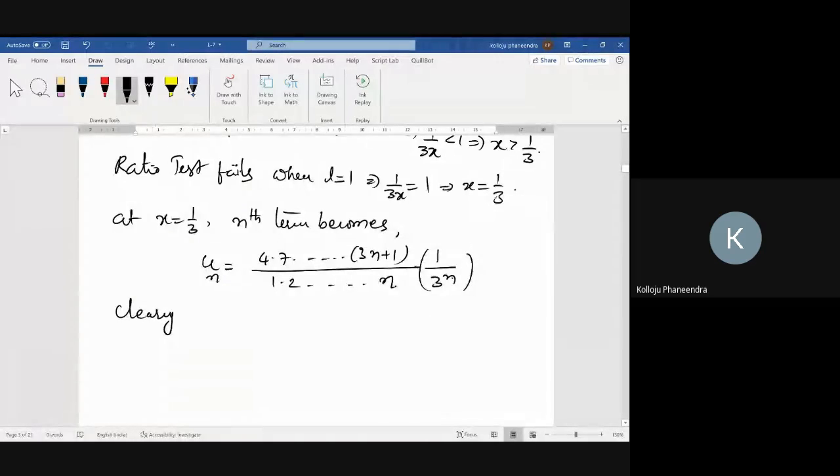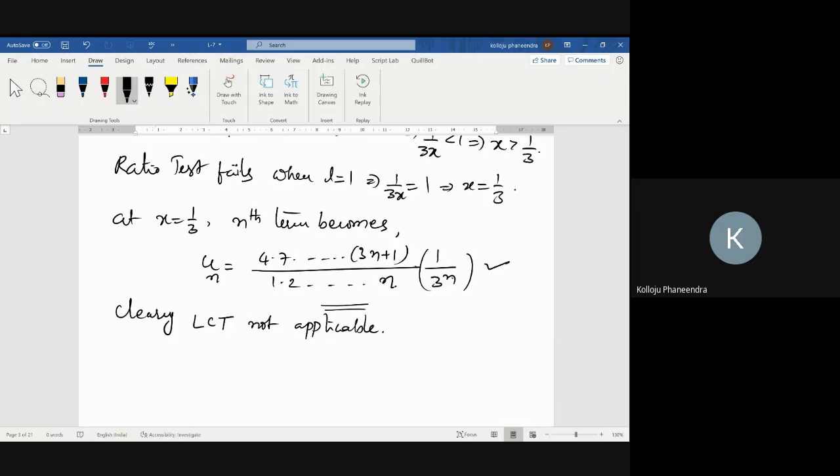Okay, this is 1 by 3. And remember, one more point. After writing un, again, you have to apply this when L equal to 1, this is my un. Is it possible to apply the limit comparison test? No. Clearly, the limit comparison test, LCT, is not applicable. LCT is not applicable. First point.